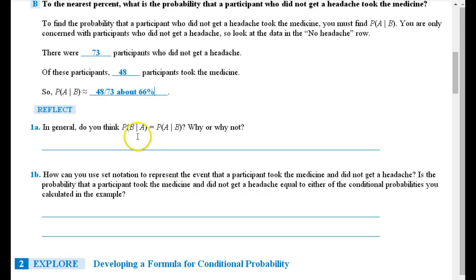In general, do you think the probability of B given A is equal to the probability of A given B? Why or why not? So this goes to what we're going to get into in a little bit, which is the idea of independence. So what we're saying is, do you think the probability that a person who did not get a headache was a person who took the medicine?